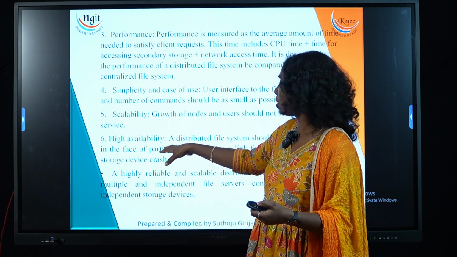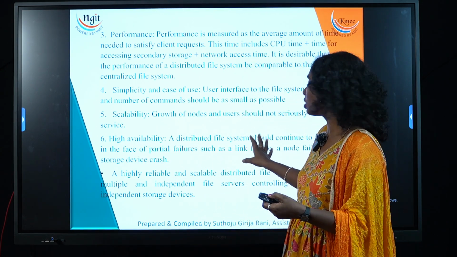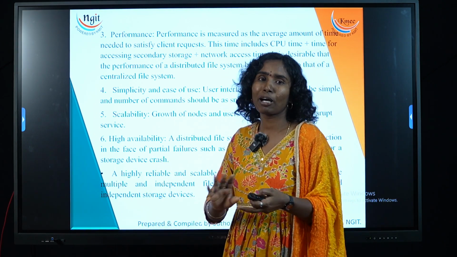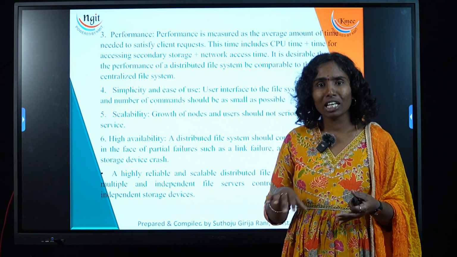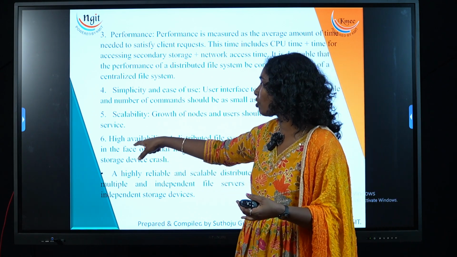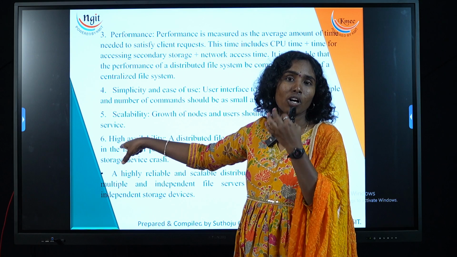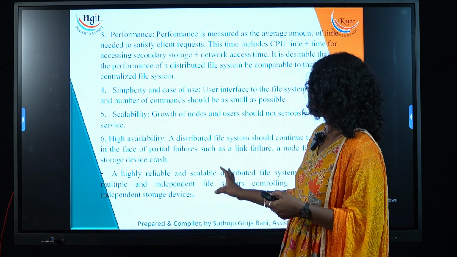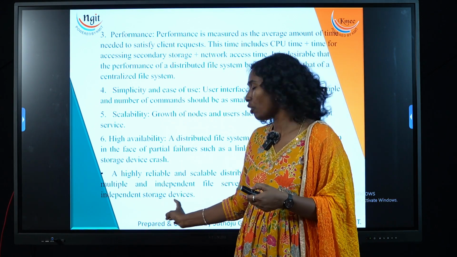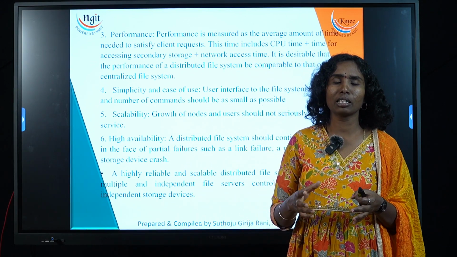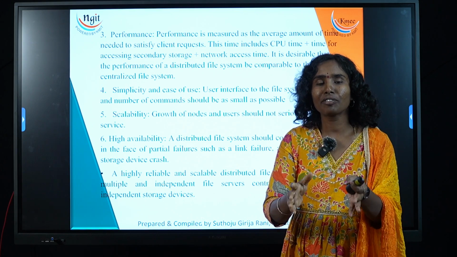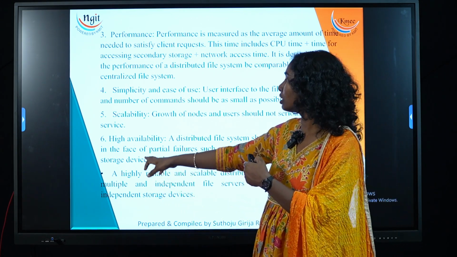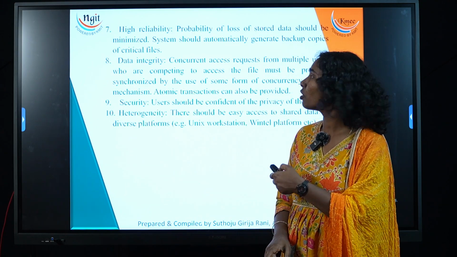Highly available. All the files maintained in the distributed environment should be available to all the users without any partial things, and if any failure occurs, the fault tolerance must be strong over there. Highly reliable and scalable. The distributed file system should be independent of your file servers. If any file system fails, immediately we should have the replica of that file. So the availability should be very strong over there.